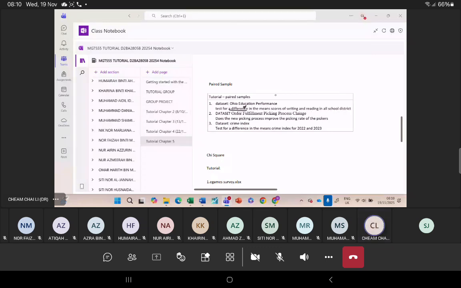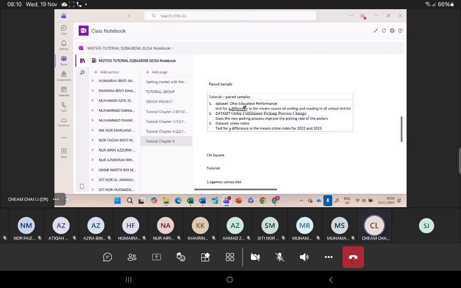Okay. So number 2, order fulfillment picking process change. So you have to do a little bit of thinking as to how you construct your alternative hypothesis. Okay, the question is, does the new picking process improve the picking rate of the pickers? So you have to look at the situation, right? And then you need to decide whether you have to put the greater sign or the less-than sign, but definitely not the not-equal sign.